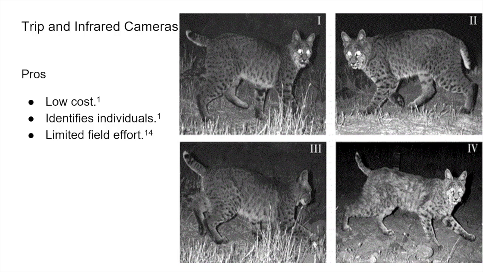Their pros are that they're low cost, low maintenance, and are non-invasive, and the photos can identify individuals through natural markings. As well, they require limited field effort. These are camera trap photos of the same bobcat. You can tell this by the marks on its tail and its leg, which I have circled. There are many other identifying natural markings as well.